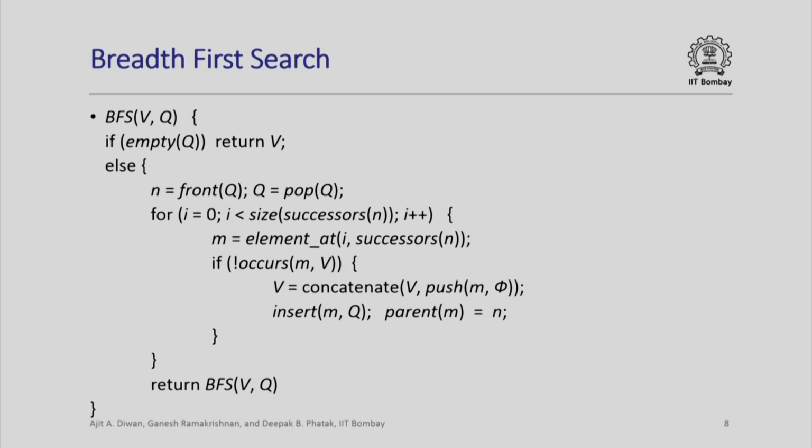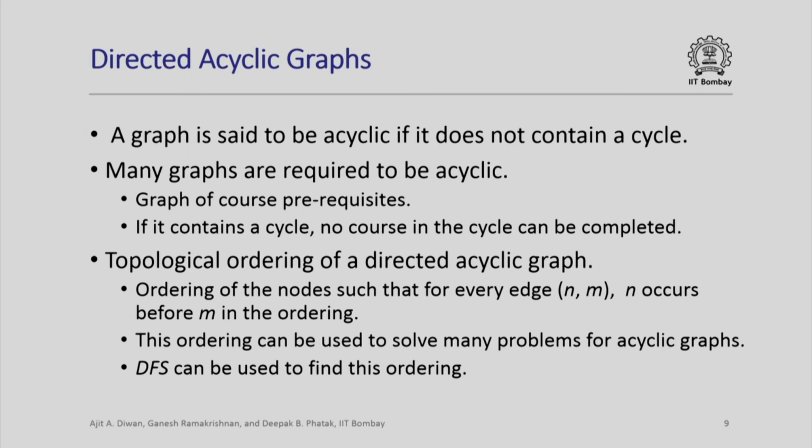Look at all successors of that element n. If some successor does not occur in the sequence V, so that is it has not been visited so far, then we add this element m to the sequence V, insert this element in the queue, because now we do not know whether successors of m have been visited or not. So, we will also insert m in this queue, and in this case again we set parent of m equal to n. So, this will again define a tree called a breadth first search tree. Finally, we return the sequence BFS with V and Q after modifying V and Q in this form. So, this is an alternative way of traversing a graph.